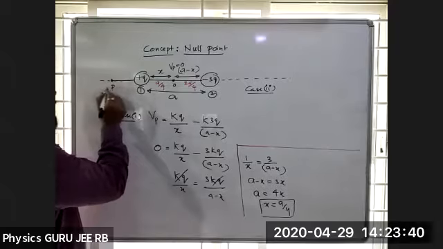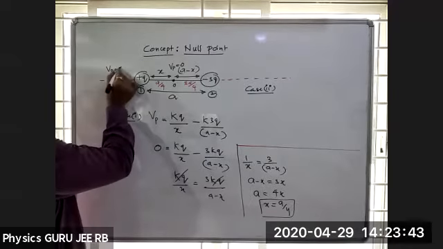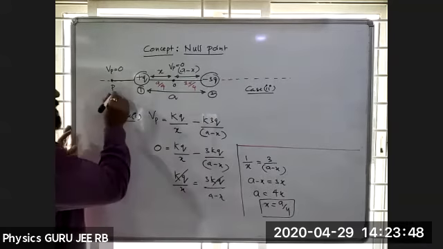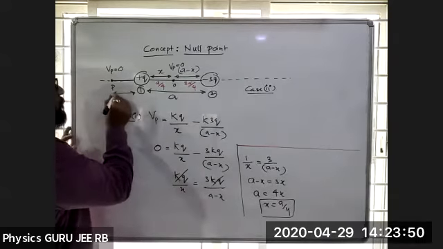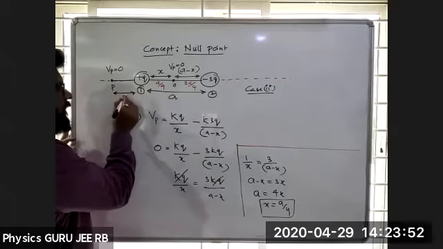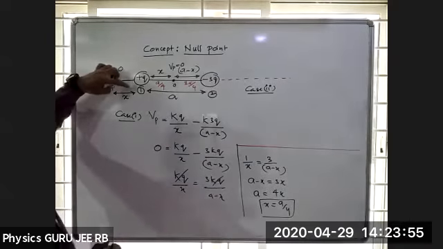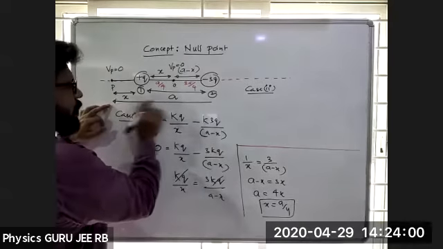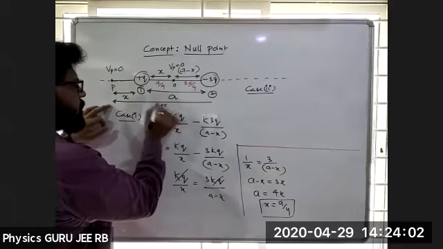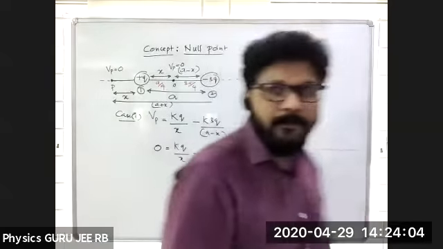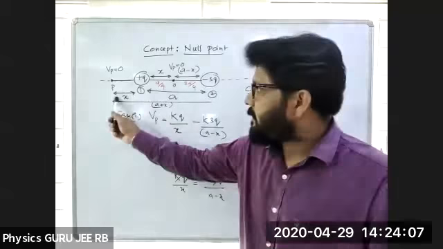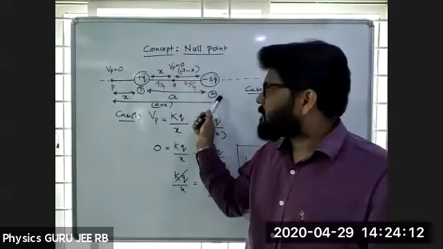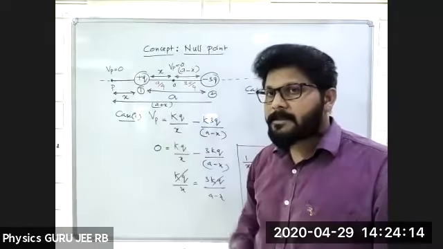We want to calculate Vp at this particular point. Electric potential should become 0. Let me take this distance as x. From this point, the second charge is at a distance of a plus x, right? That's fine, all of you. So the point P is at a distance of x, and minus 3q is at a distance of a plus x.